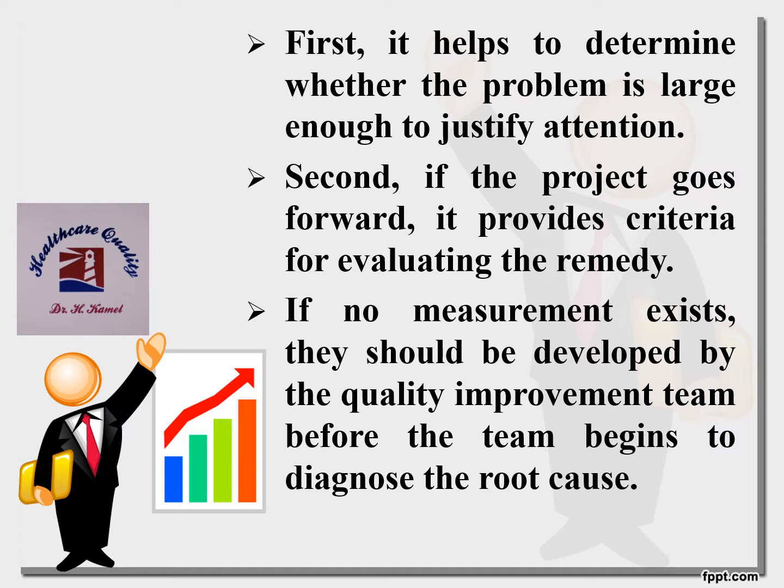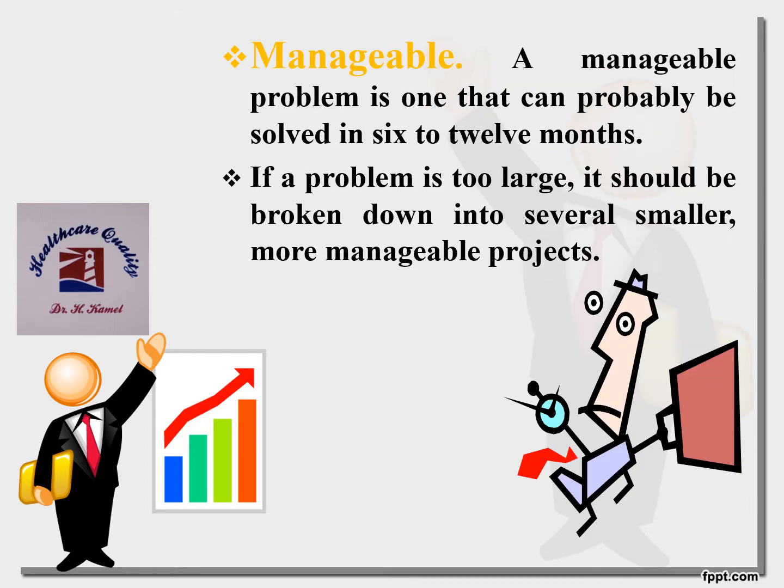If no measurement exists, they should be developed by the quality improvement team before the team begins to diagnose the root cause. Number four, the problem should be manageable. A manageable problem is one that can probably be solved in 6 to 12 months. If a problem is too large, it should be broken down into several smaller, more manageable projects.